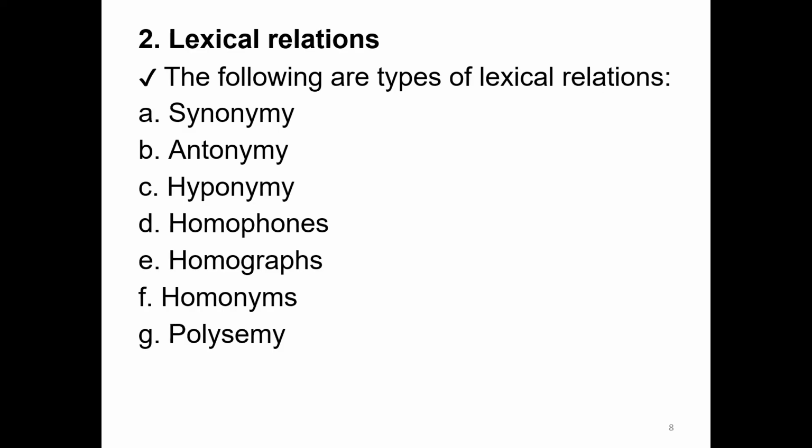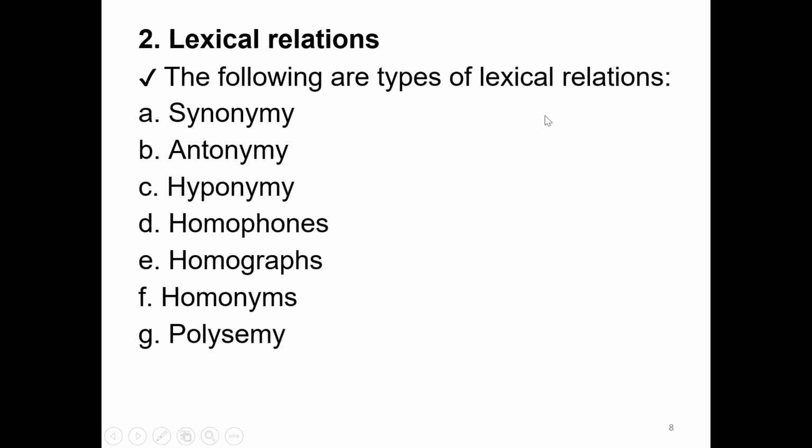So we finished the first one already, what we call meaning, conceptual meaning, associative meaning, and now let's have a look at the second one, which is lexical relations. Remember, in English, words can be related in terms of the following, and these are considered as lexical relations. Okay, so you got here, as listed in our slide, the following types of lexical relations.